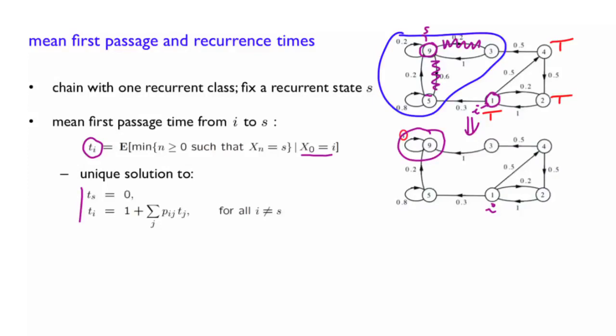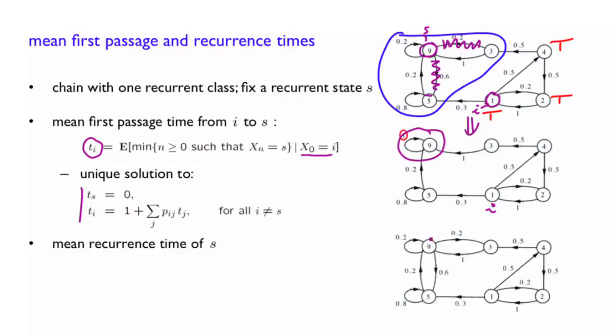Let us consider a related question, which we call the mean recurrence time of s. Here, let's go back to the original graph, and this is our state s. And now the question is the following. Given that you are in s, what is the amount of time it will take for the Markov chain to return to s for the first time? So for this question, the Markov chain is currently in 9, and you ask yourself, how long is it going to take, once you leave 9, to return to 9?